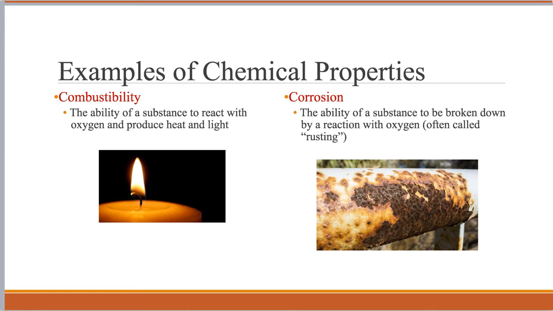So the first one is combustibility, or how combustible something is. How well does it react with oxygen to burn, to produce heat and light? So we've got the paraffin wax, which is very combustible. It burns very easily. Corrosion is another common chemical property, and this is the ability of a substance to be broken down by reacting with oxygen. We typically just call that rusting. So corrosion is the fancy scientific name for what we would call rusting, or rust actually is an oxide version of whatever the original compound is. So here we have a steel pipe, so the iron is turning into iron oxide.